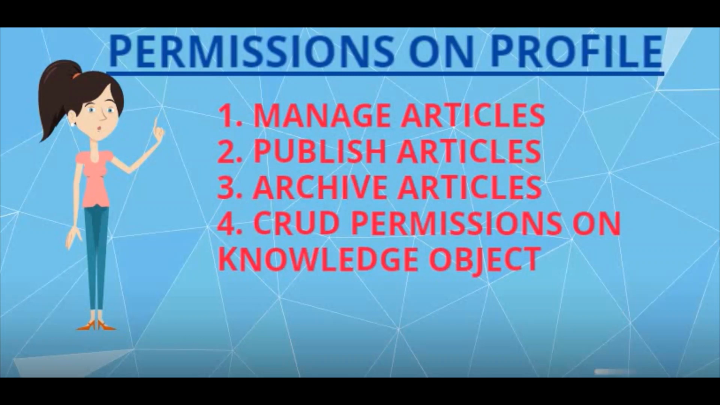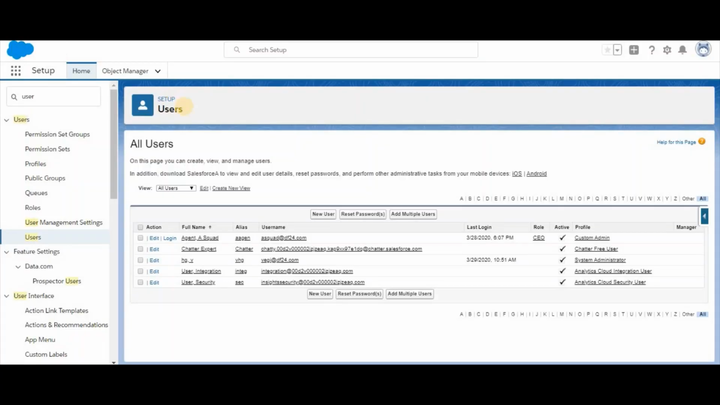And finally, we have CRUD permissions on object, which is really important on the knowledge object. If you don't have permission on this knowledge object, even though you have access on manage, publish and archive articles, it's not at all useful. So you need to have permission on the knowledge object first, only then these permissions will come into picture. Okay, now we'll see how these permissions will affect the user in case of these knowledge articles.